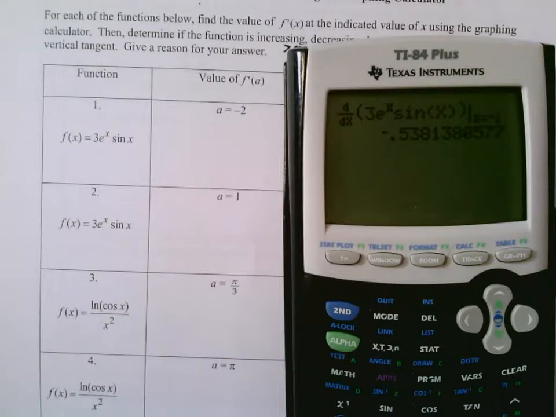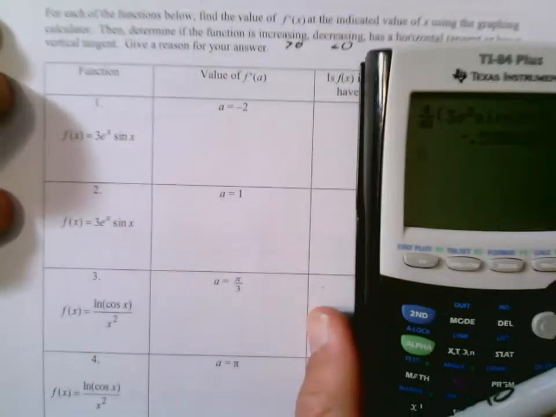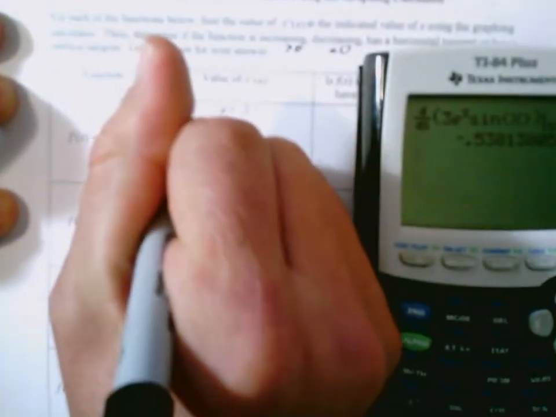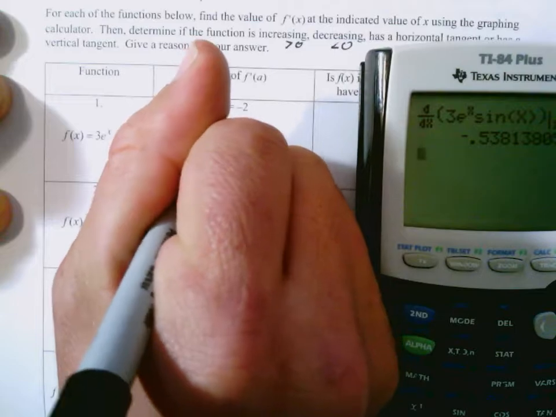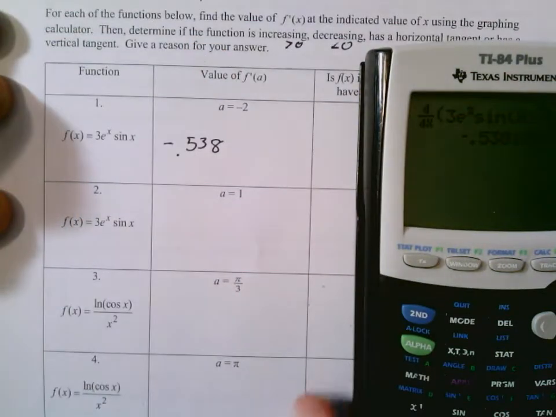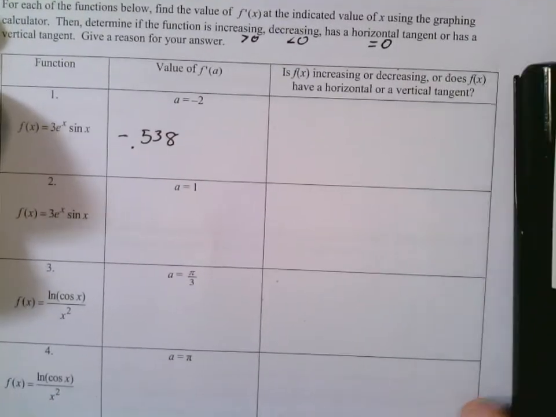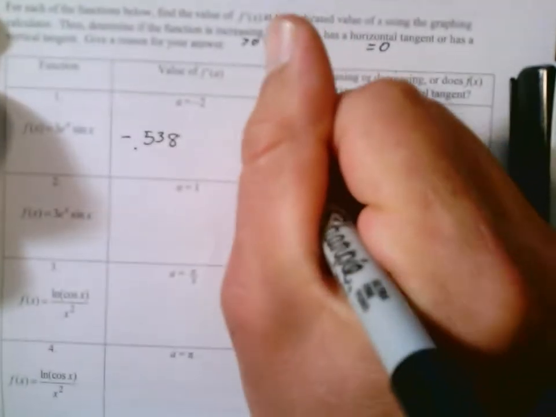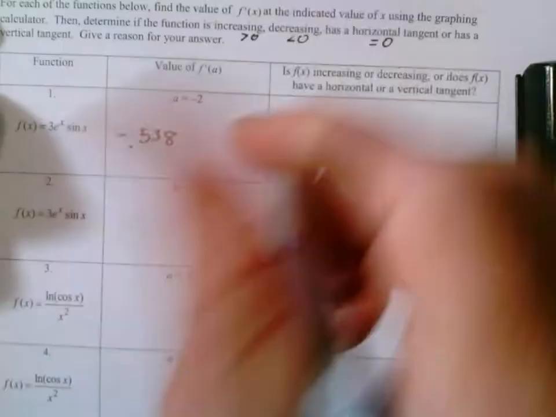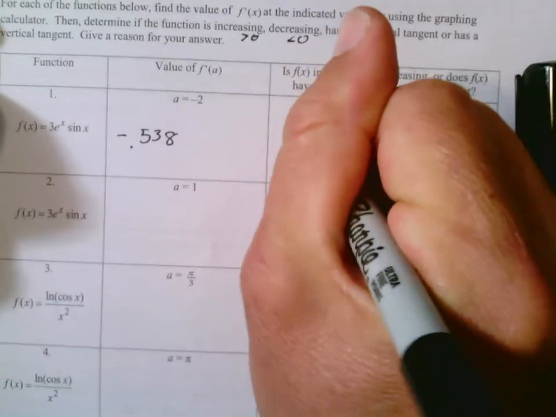And I get negative 0.538. Your AP Calculus test, I found out in my fun training, wants 3 decimal places for every answer. So make sure we can round. What does that mean? Is it increasing, decreasing, horizontal or vertical tangent? It's negative, therefore it is decreasing.